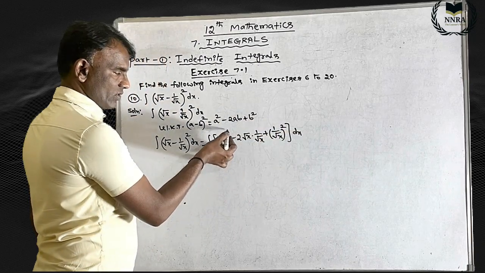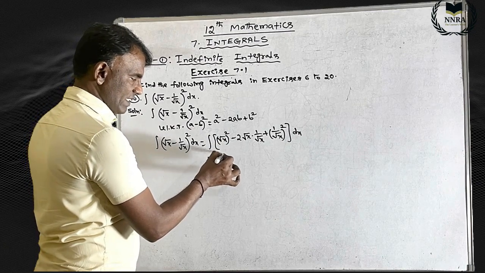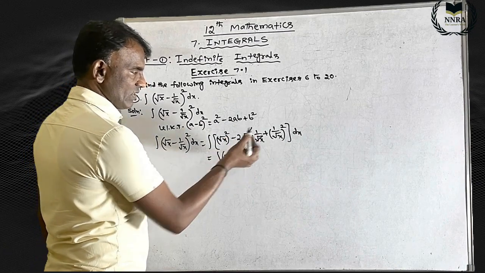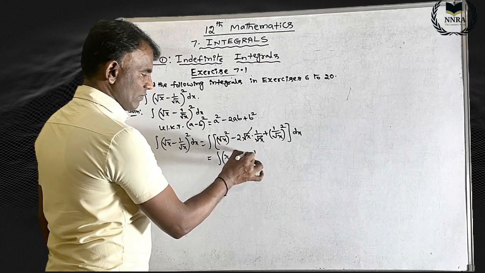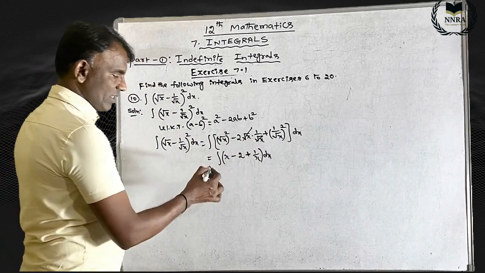Now square root cancelled, remaining value is x. And here both get cancelled, then 2. And here it is 1 by x, then dx. Now separate all the terms.